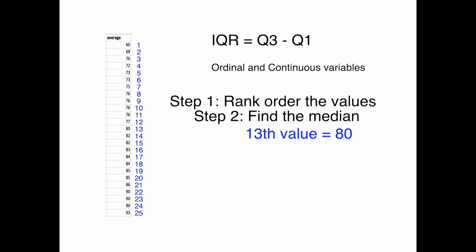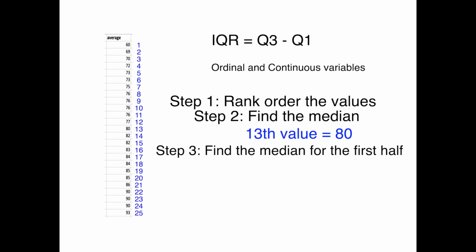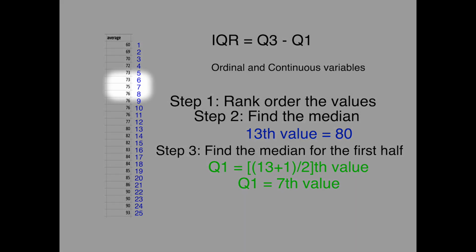To solve for the Q1 and Q3 values, we simply have to take the median for each half of our data. So if we take the median for observations 1 through 13, we're once again going to take 13, add 1 for 14, and divide by 2. That gives us the 7th observation. So in this case, the Q1 value is equal to 75.